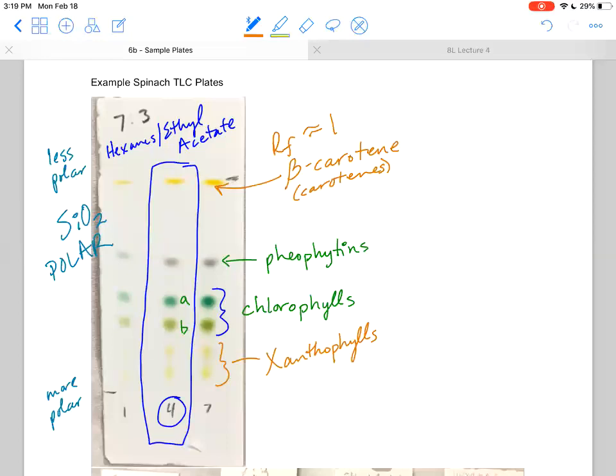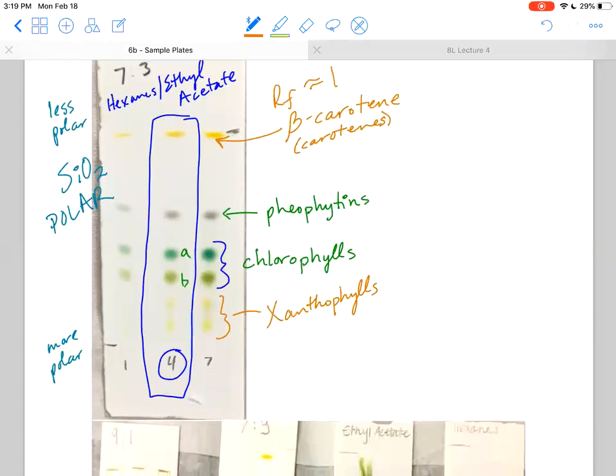Now, there was probably only one plate that gave this many spots, and you might not have seen this many spots, or you may have seen more spots. It's really on you and the spinach of the day. But there are three other plates to analyze.